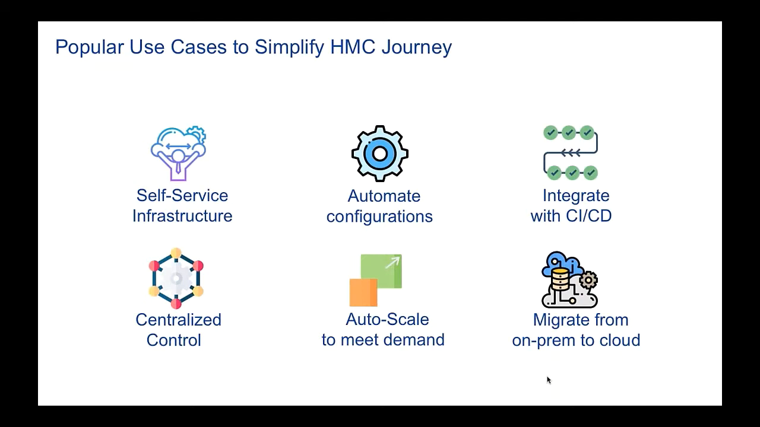Centralized management of your infrastructure brings strong control and governance, and this is very much important to adopting hybrid multi-cloud. To meet your fluctuating demands, autoscale is the need of the hour. And also to smoothen out your infrastructure migration from on-prem to public cloud, right, is a key important use case to make sure that we are not compromising on any user experience and business is always running.